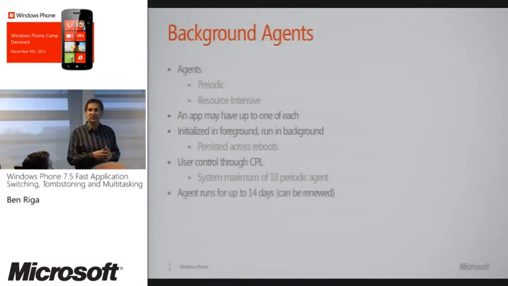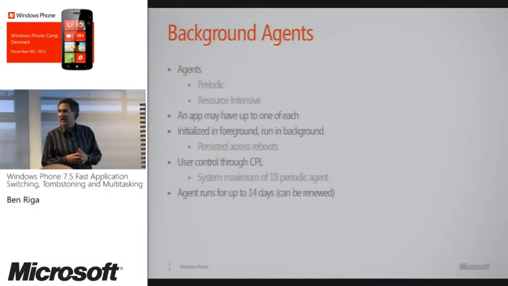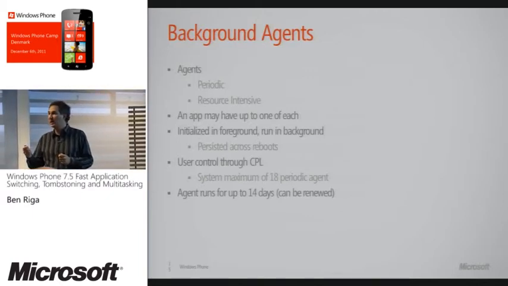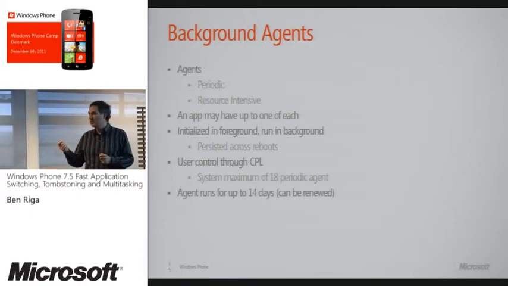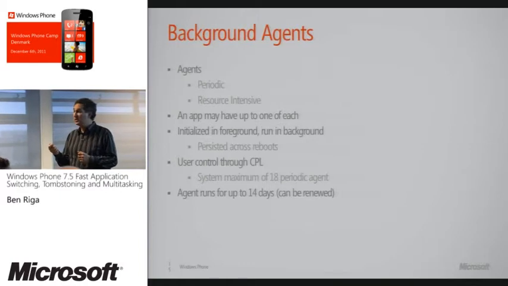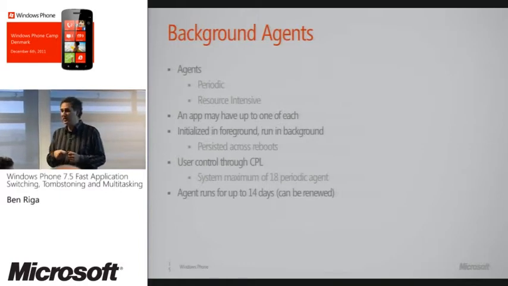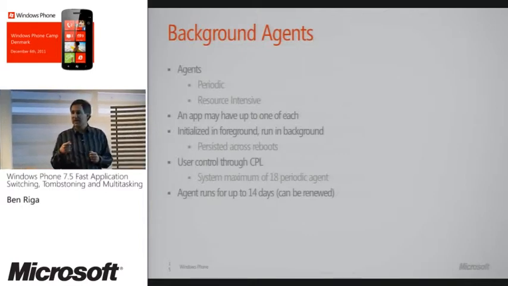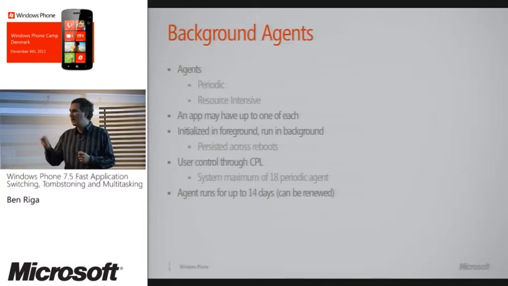Agents run for up to 14 days, but they can be renewed. And basically what you do is every time you run your app in the foreground, you renew your background agents. And so if your end user doesn't run your app for 2 weeks, your background agent will get disabled until they run it again. So if you think through the scenario there, the idea is to prevent the end user having lots and lots of background agents that they don't care about anymore.